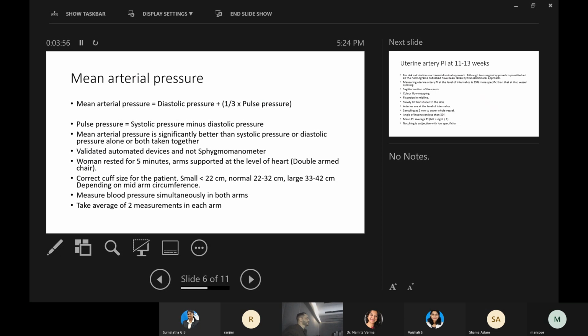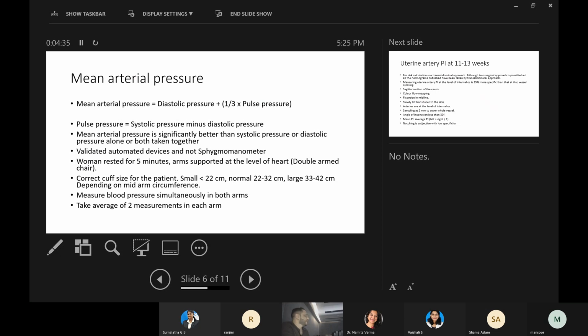Both arms should be measured simultaneously, and the arms should be at the level of the heart. That is using a double armed chair, just like how I am sitting now, like this. If they sit, then simultaneously the blood pressure should be measured not by the routine sphygmomanometer, but a properly validated and calibrated automated device. And then the correct cuff size for the patient should also be selected, not small for a large arm, not large for a small arm. Proper size we have to decide.